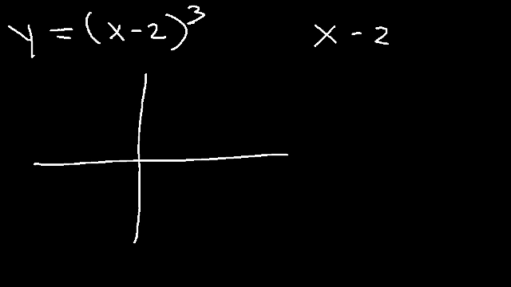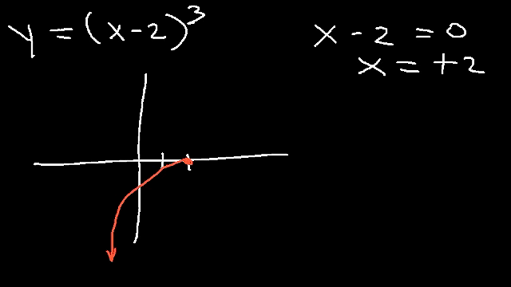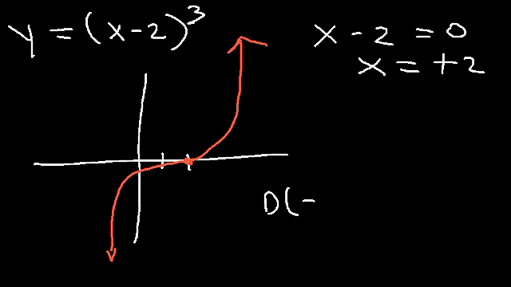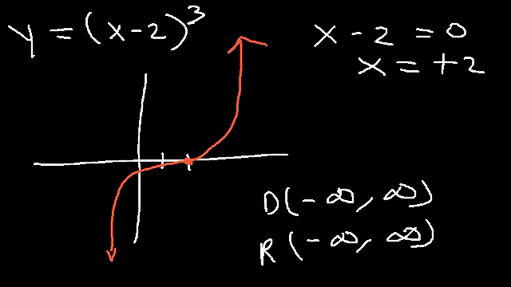If you ever forget, set the inside equal to 0 and solve for x. So the new origin is located at +2. So this graph is going to look like this. It simply shifted 2 units to the right. For any cubic function, the domain will remain -infinity to infinity, and the range is going to stay the same, -infinity to infinity. x and y can be anything.